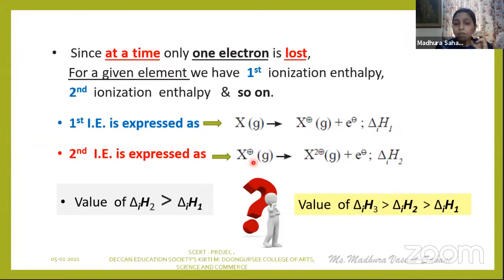And because of that reason, more energy is required to remove the electron from that cation, and hence the second ionization enthalpy is always greater than the first one, and the third ionization enthalpy is greater than the second one. So this is about what we mean by ionization enthalpy. Now let us study the periodic trends in case of ionization enthalpy.